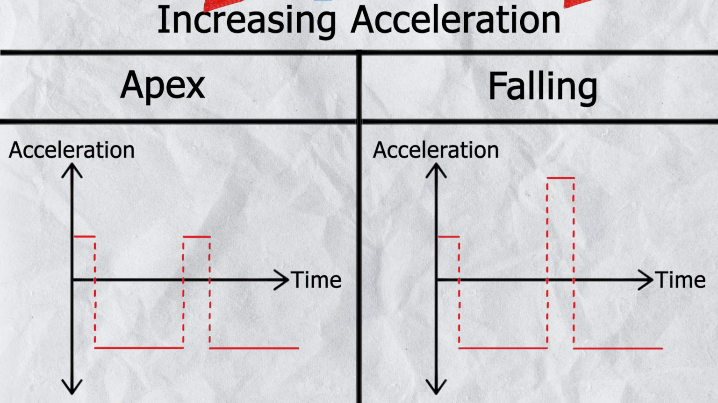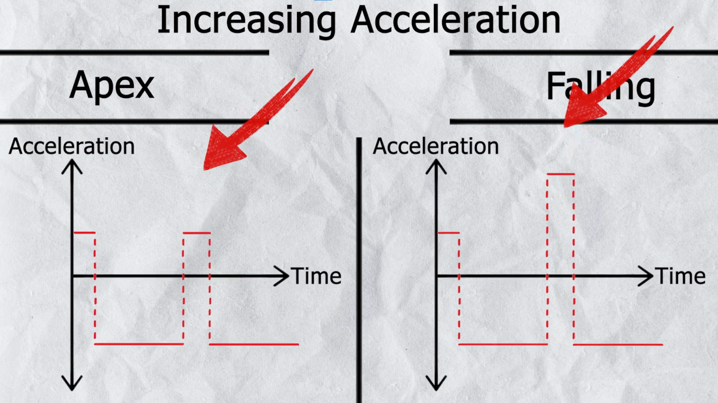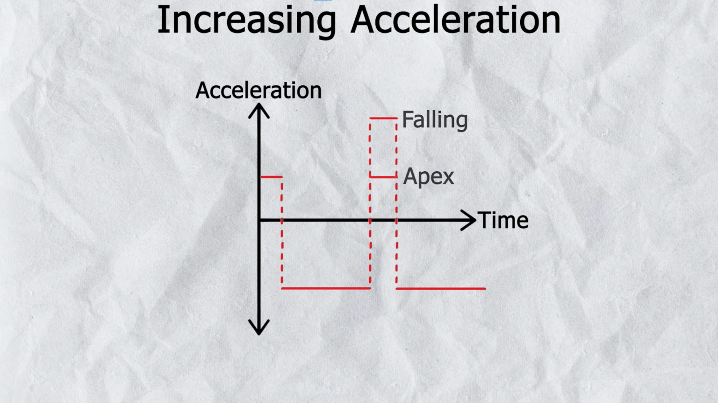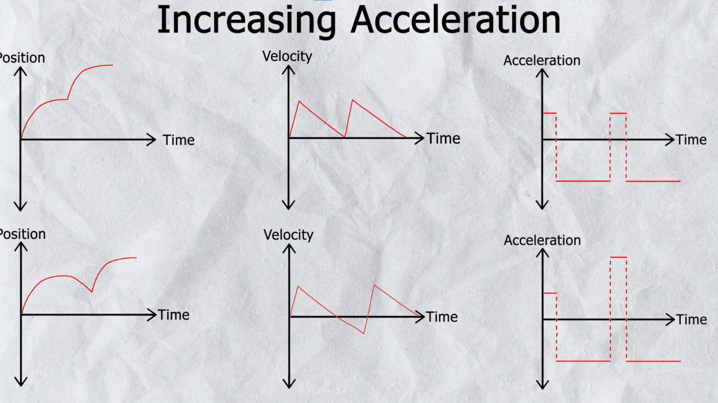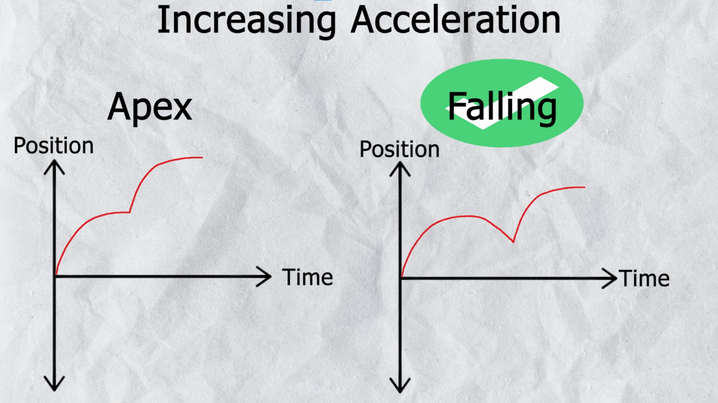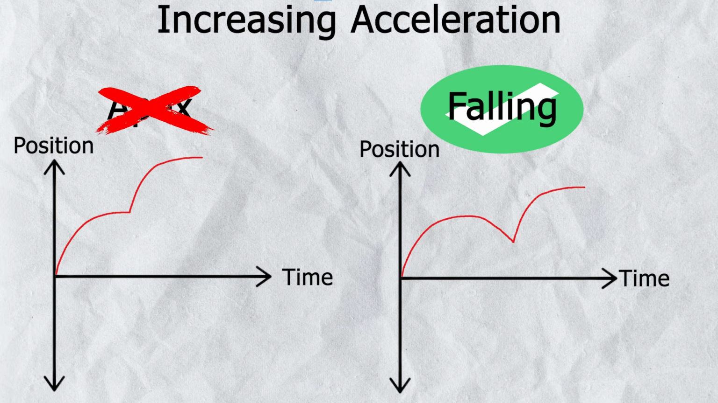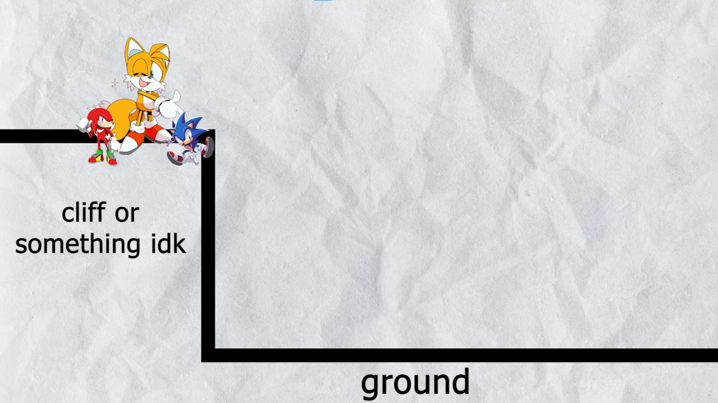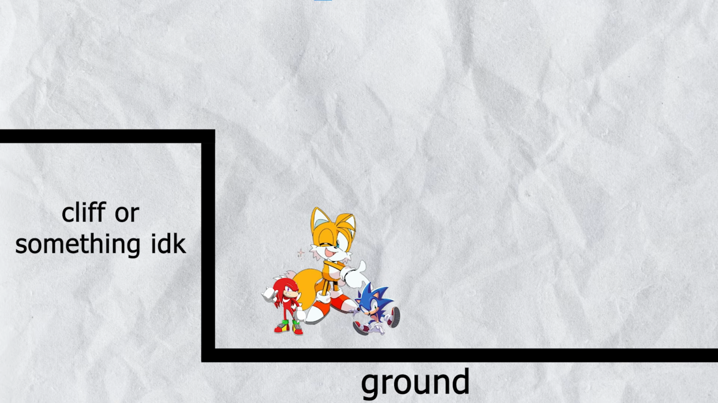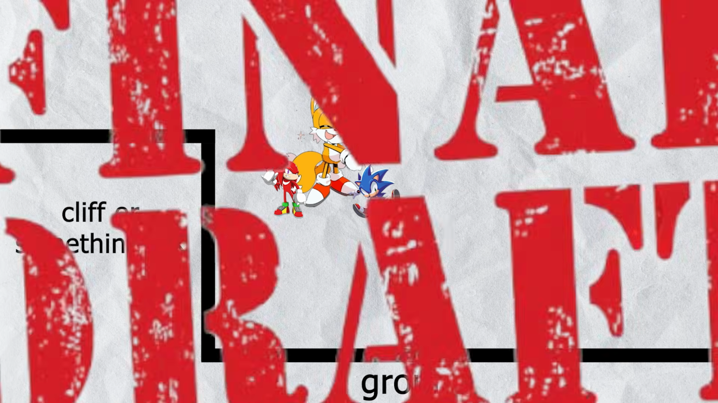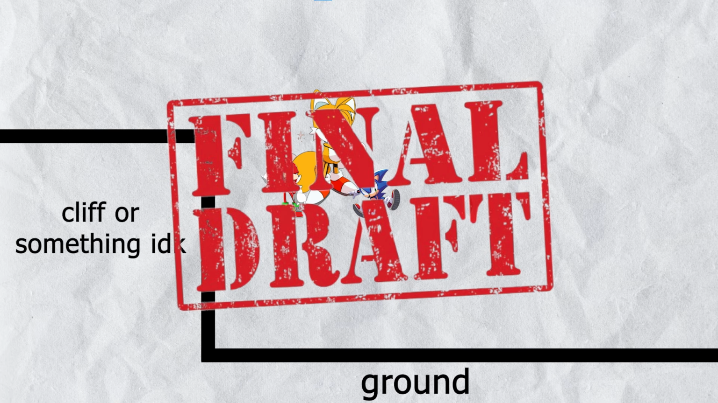What's important are these lines at the top that show Tails' upwards acceleration due to the double jump. While these values are not to scale, we can tell that his upwards acceleration is much greater when he's falling. All of this means that to have the highest possible upwards acceleration, we need to consider the falling scenario instead of the apex scenario. This brings us to our final scenario. Tails carries Sonic and Knuckles and falls for as long as possible before double jumping just before he hits the ground. This is our final scenario, so we won't be changing it anymore.